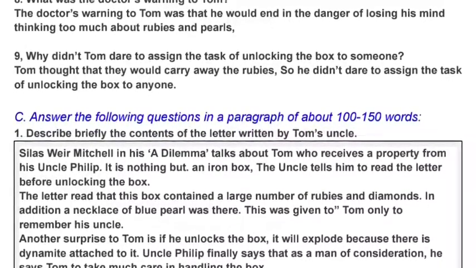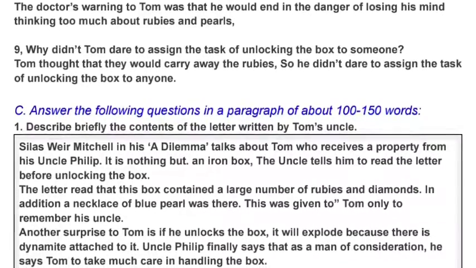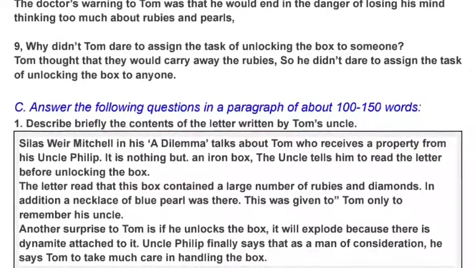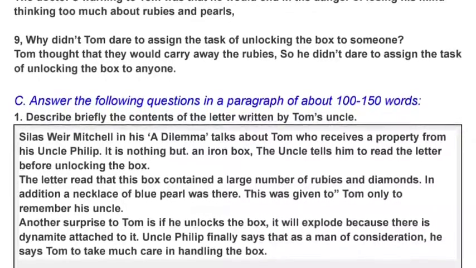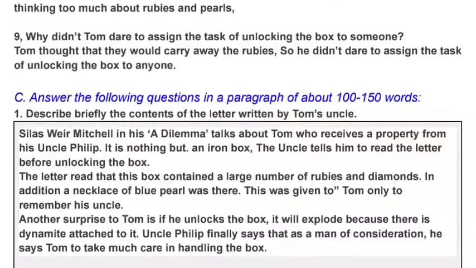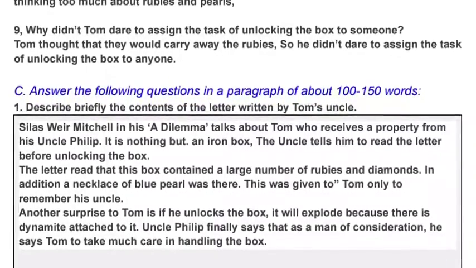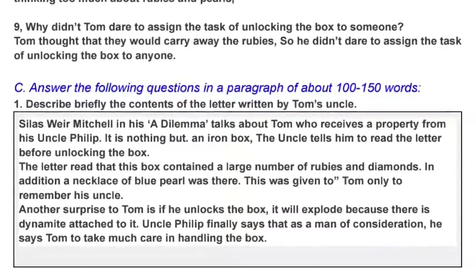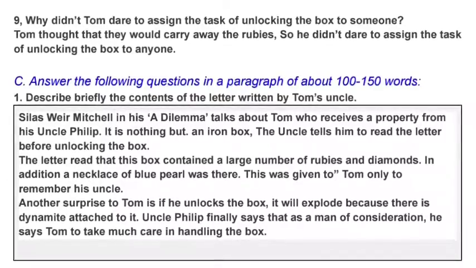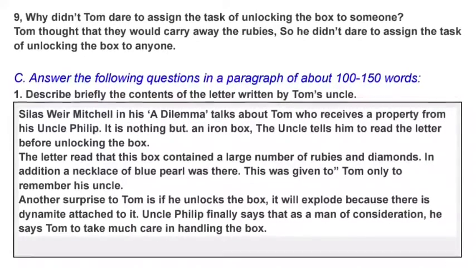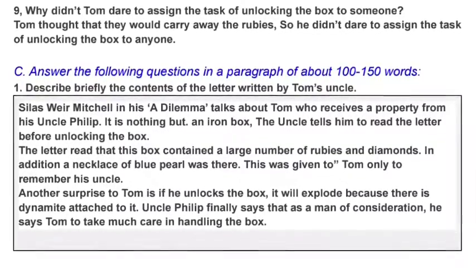1. Describe briefly the contents of the letter written by Tom's uncle. Silas Weir Mitchell in his A Dilemma talks about Tom who receives a property from his uncle Philip. It is nothing but an iron box. The uncle tells him to read the letter before unlocking the box. The letter read that this box contained a large number of rubies and diamonds. In addition, a necklace of blue pearl was there. This was given to Tom only to remember his uncle.